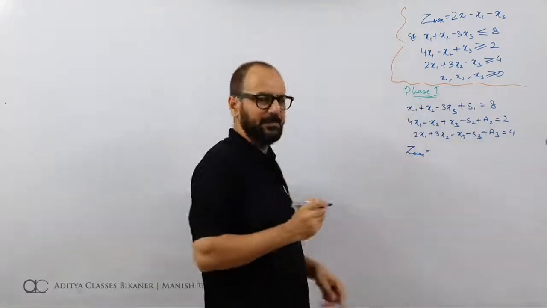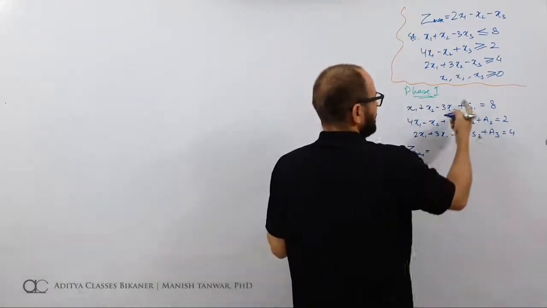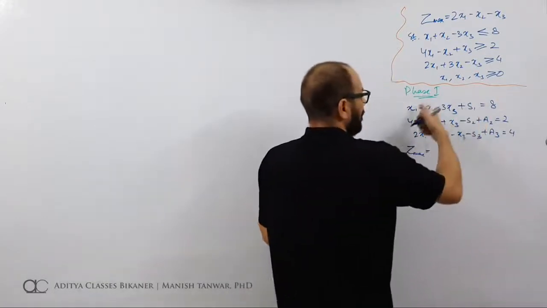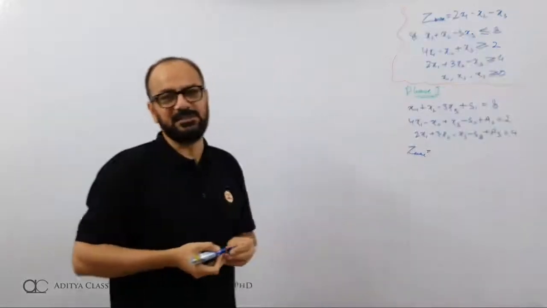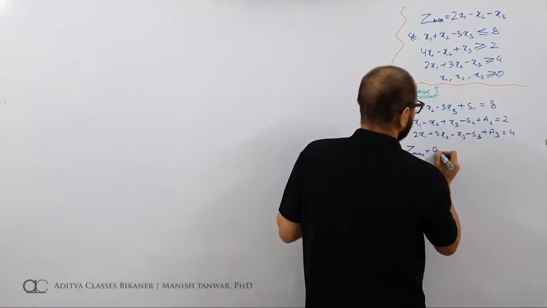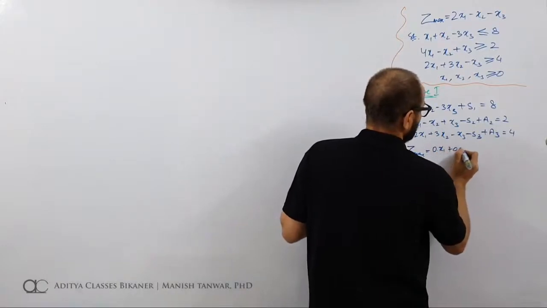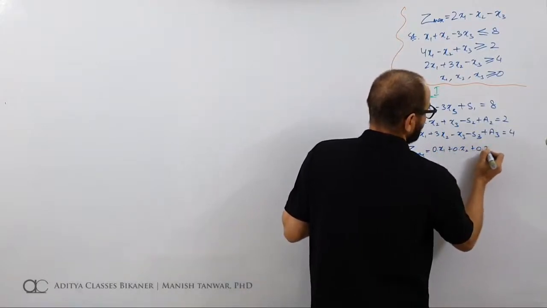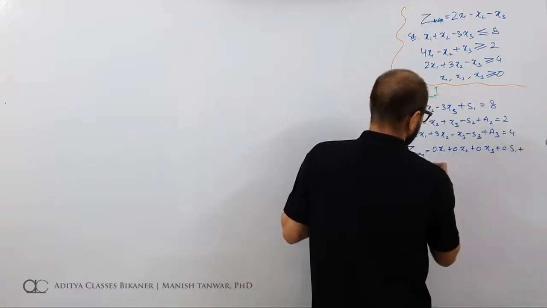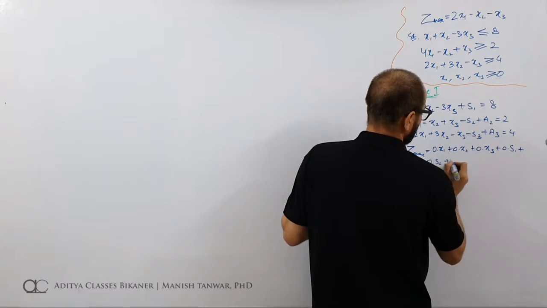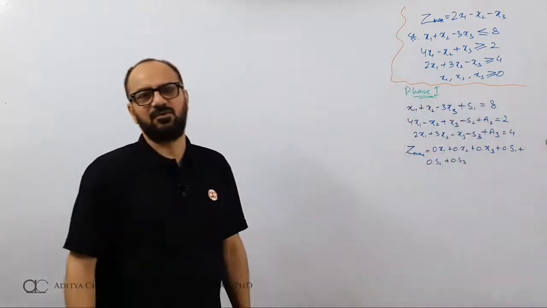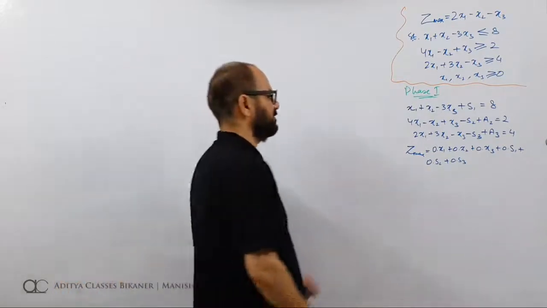and the auxiliary function would be z max. Include all variables here. We have x1, x2, x3, s1, s2, s3, a2, a3. And multiply all variables with 0 except for artificial, meaning 0x1, 0x2, 0x3, 0s1, 0s2, all variables are multiplied by 0. Coefficients of all variables are made 0.